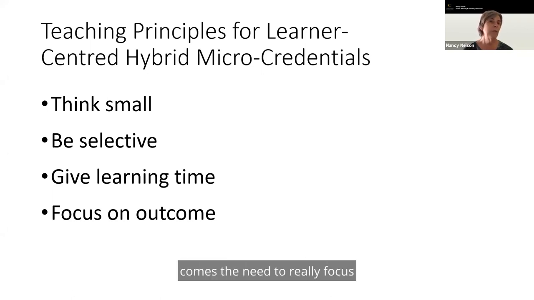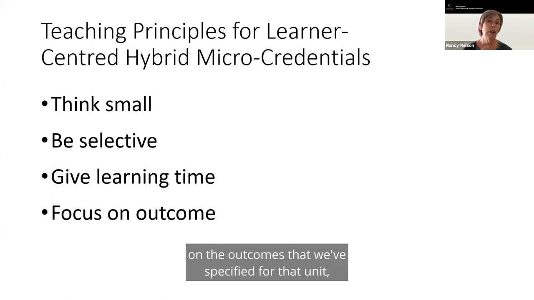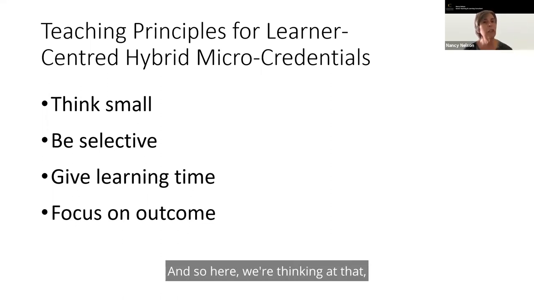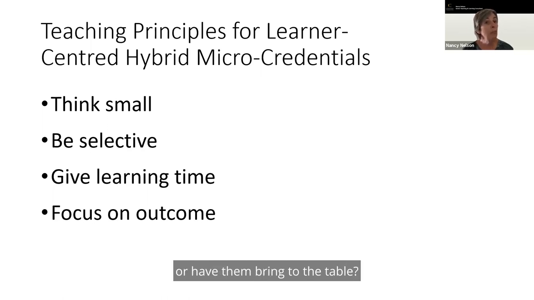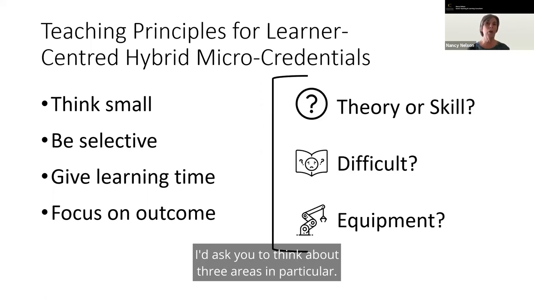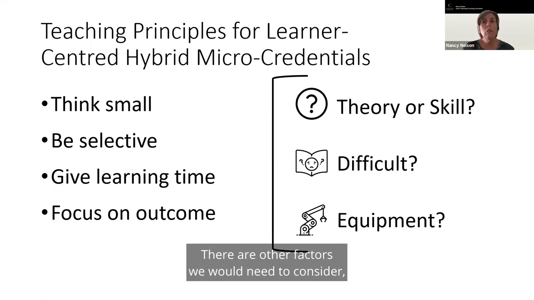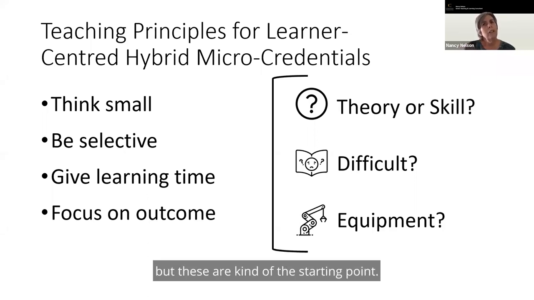And with that comes the need to really focus on the outcomes that we specified for that unit, whatever they happen to be. And so here we're thinking at that higher level of outcome. So if you're teaching a course, it would be that course level outcome. And what are the main takeaways from your students? What do you need to really bring to the table or have them bring to the table? And in terms of doing that, I'd ask you to think about three areas in particular. There are other factors we would need to consider, but these are kind of the starting point.